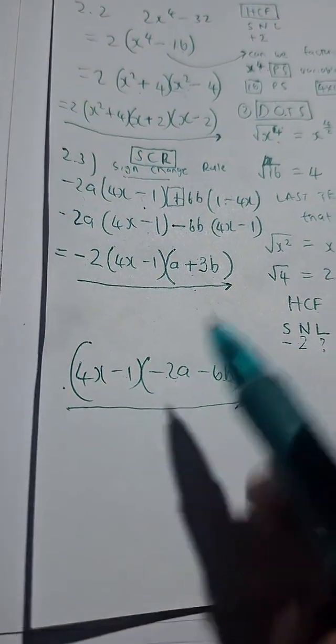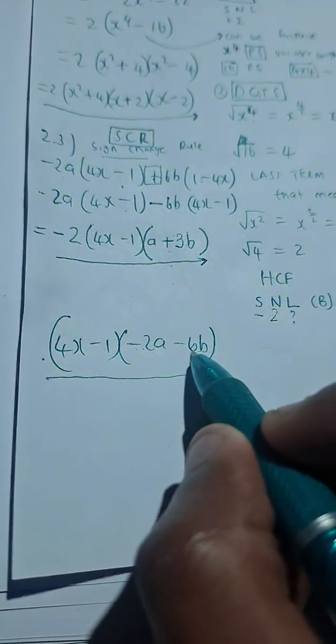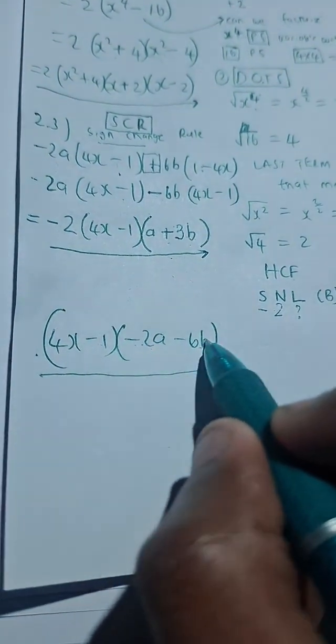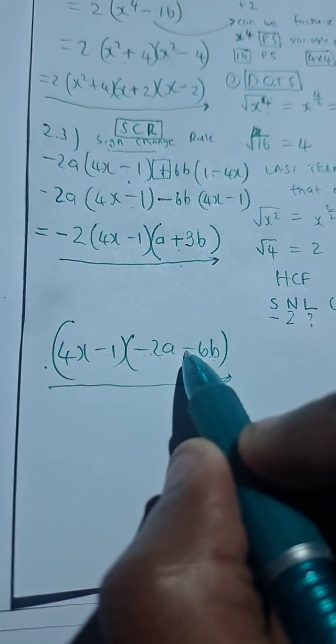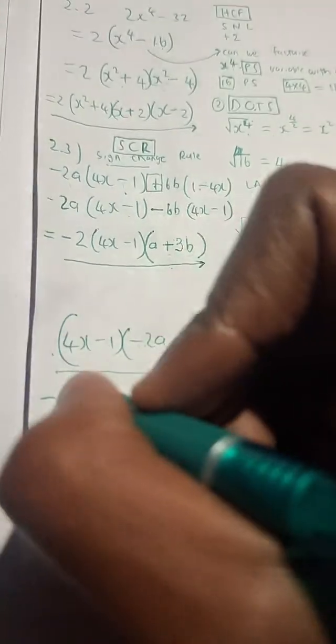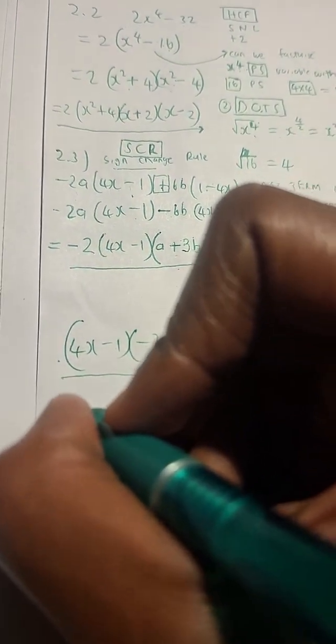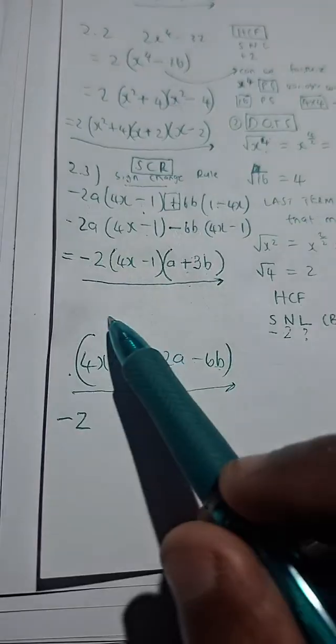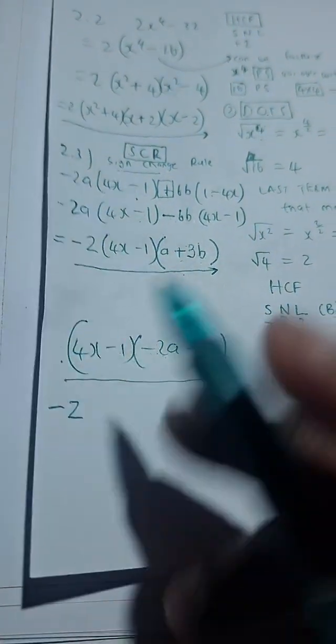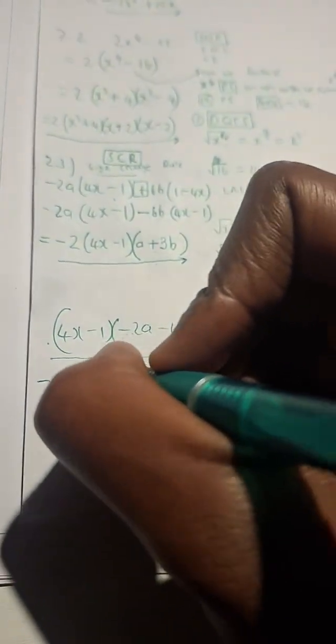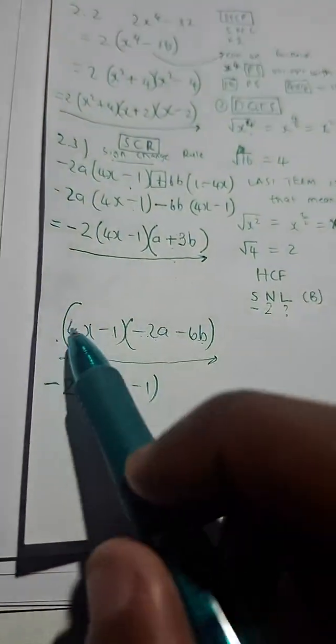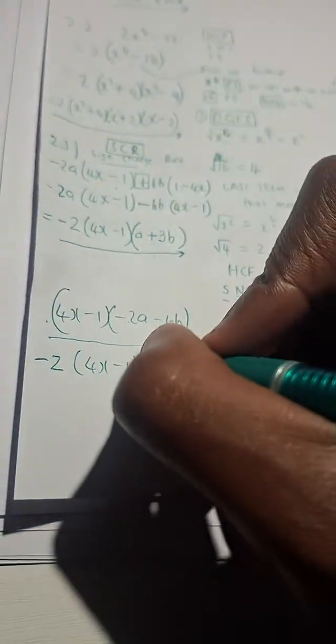So what do you do? You will take out the highest common factor that you see in this bracket. When you take it out, you take it out as negative 2 for the entire bracket, guys. So then you are left with 4x minus 1. Obviously, that 4x minus 1 is still there.